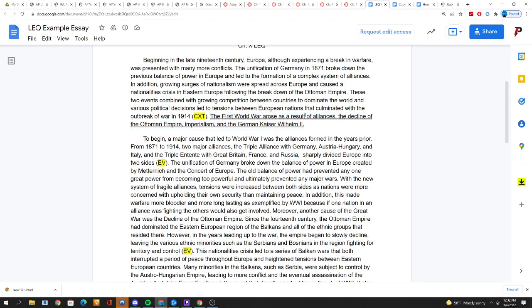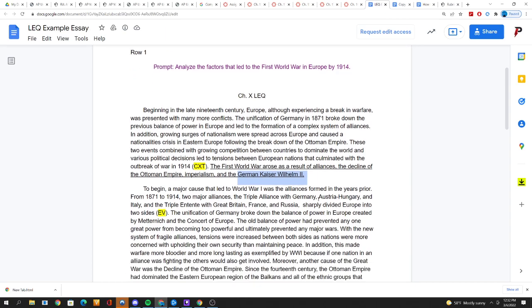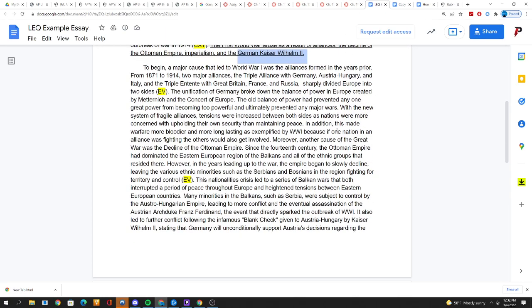And look at this thesis right here. It's not just asking about the causes of World War One, but it's a result of alliances, the decline of the Ottoman Empire, imperialism, and German Kaiser Wilhelm II. That's very, very good because that allows you to have so much leeway about what you can talk about, right? You don't have endless ideas. You can't remember everything. So if you talk about different things and you can remember 1 to 2 things about them, you're set. That's what you want to do.